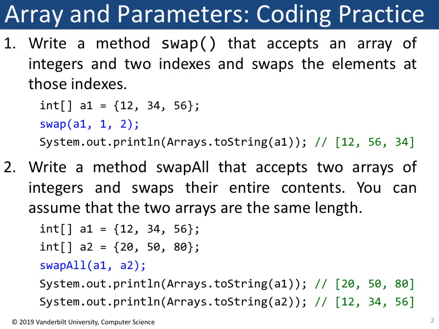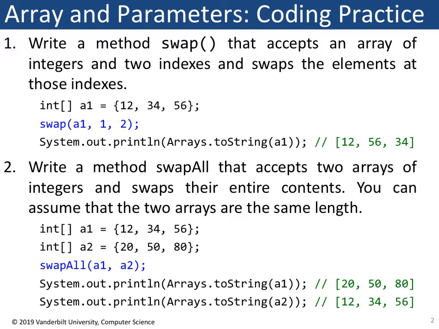So, as our first two programming examples that we're going to work through, we're going to write a method called swap, which will accept an array and two integers. The array will be the array of integers that we want to perform the swap in, and the two integers will be the indexes which we wish to swap.